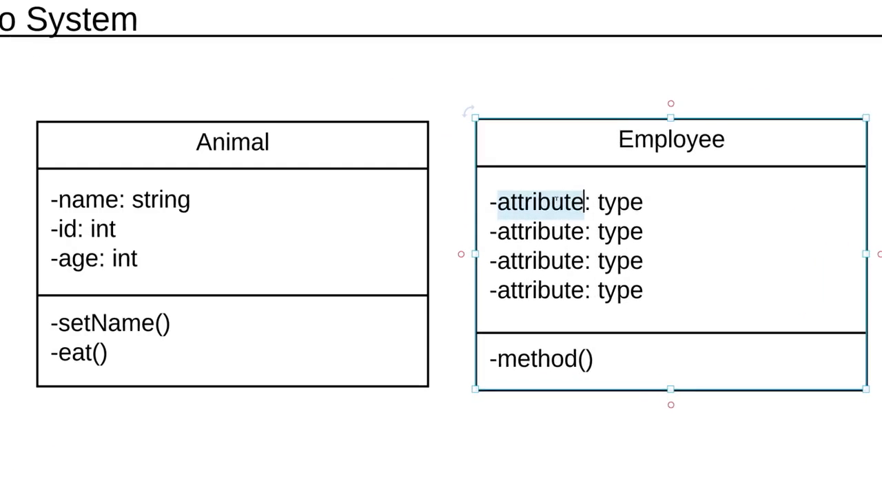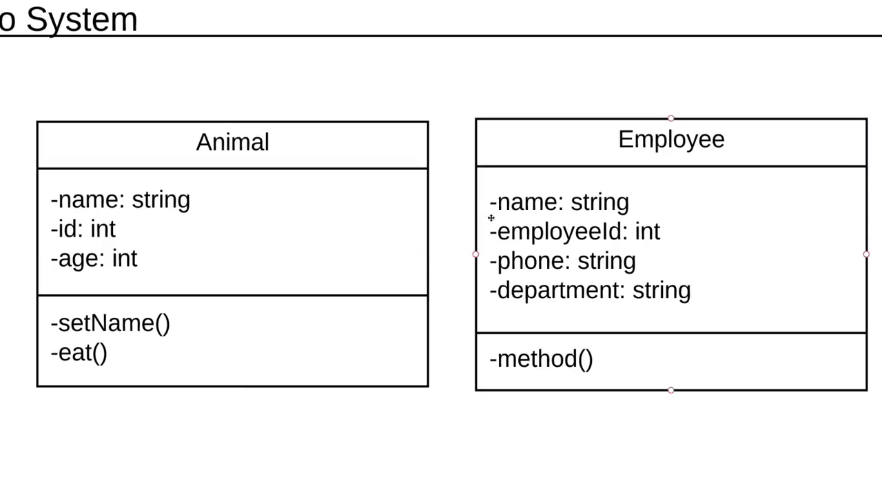We could give an employee the attributes of name, employee ID, phone number, and department. We'll want all of these attributes to be private, and then we could create a simple method like updating the phone number, which we'll go ahead and set to public.